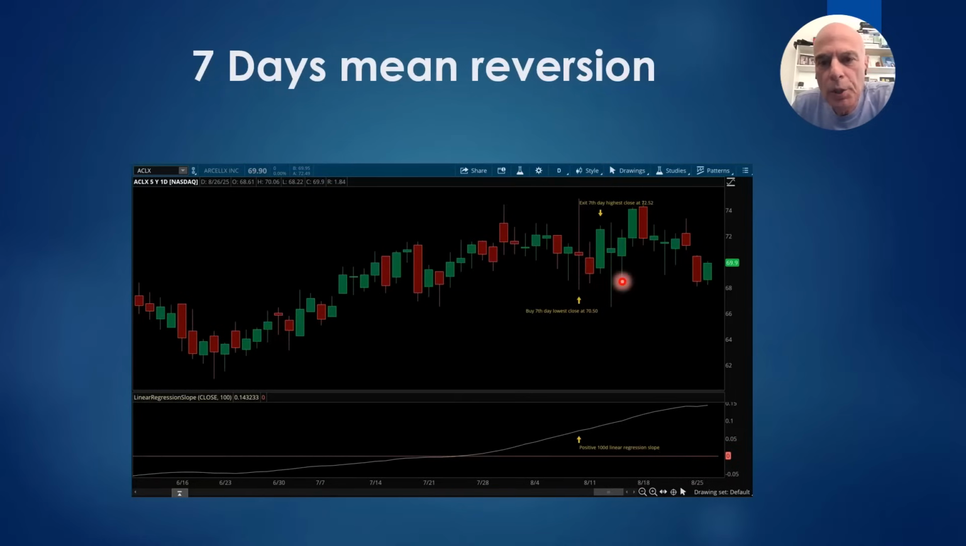The position got liquidated 2 days later because the stock closed at a 7th-day high. So with this particular strategy, you could be selling actually the next day. The next 7-day high could happen anytime after you take the position.